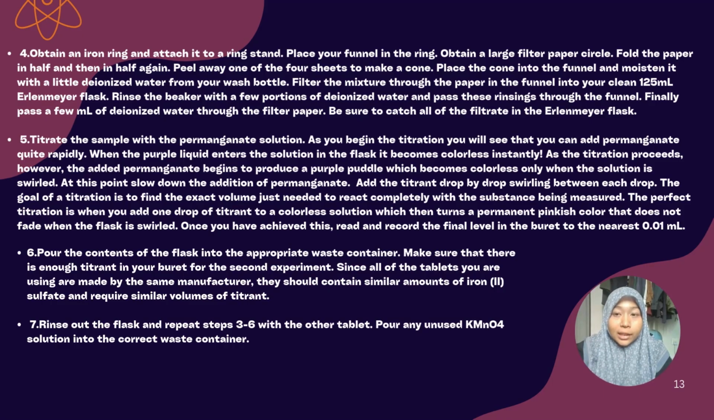Step 4. Obtain an iron ring and attach it to a ring stand. Place your funnel in the ring. Obtain a large filter paper circle. Fold the paper in half and then half again. Peel away one of the 4 sheets to make a cone. Place the cone into the funnel and moisten it with a little deionized water from your wash bottle.